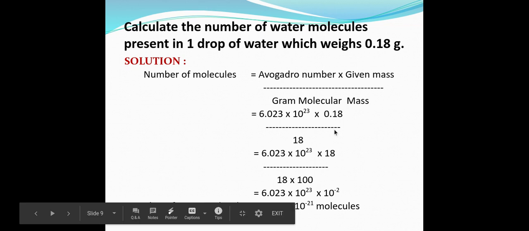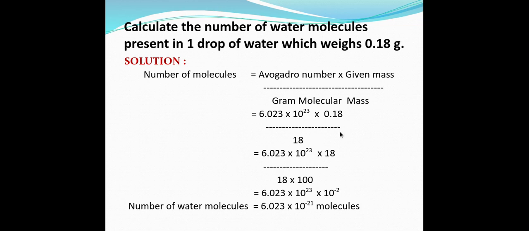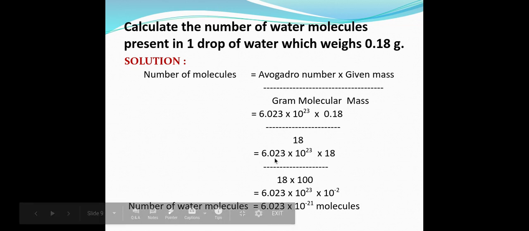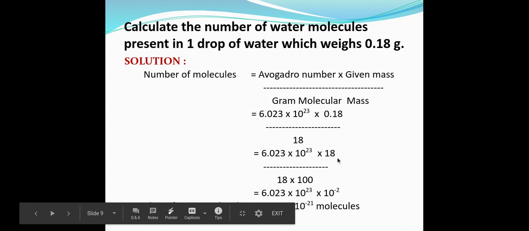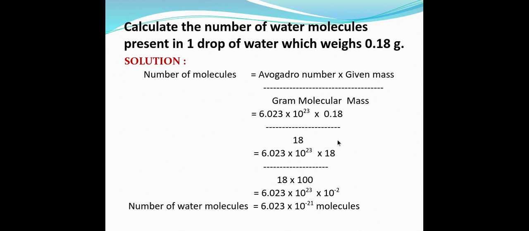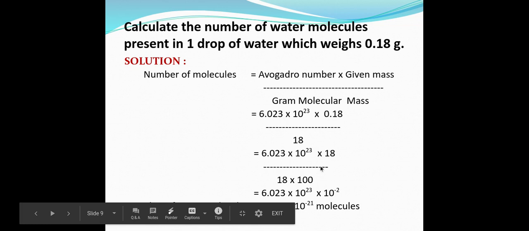Here, on the side, you are multiplying by 100 on both sides. So it will become 6.023 into 10 to the power 23 into 18 divided by 18 into 100. You know why you are getting this 100? Because you are changing this value 0.18, which has 2 decimal places, so you are multiplying by 100. So the 18 gets cancelled. The remaining is 6.023 into 10 to the power of 23 divided by 100. Dividing by 100 means you are reducing the power by 2. So it will become 6.023 into 10 to the power of 21 molecules.